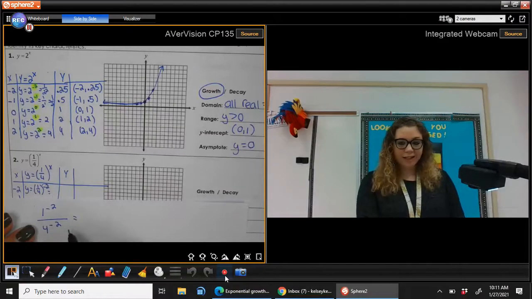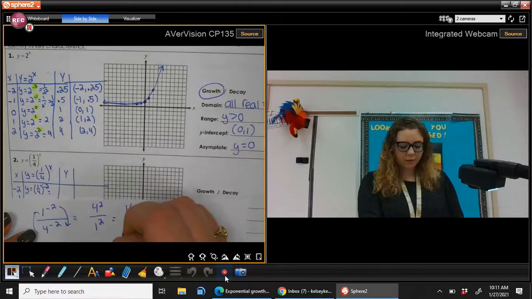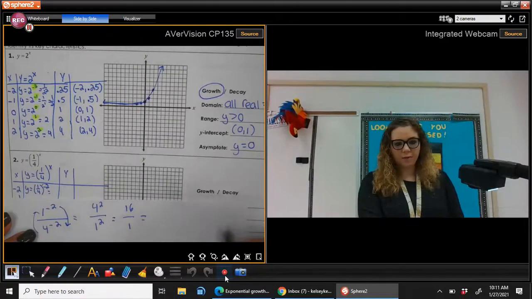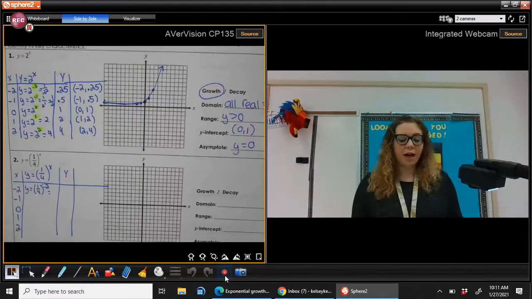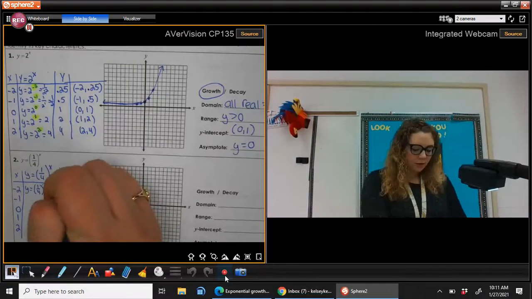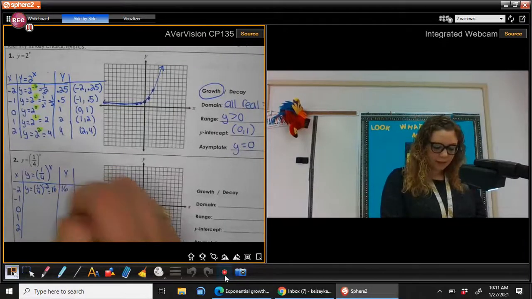I don't like negatives, so we're going to use my rules, and I'm going to change the location. So I move this to the bottom, this to the top. So I have 4 to the second power over 1 to the positive second power. 4 squared is 16, 1 squared is 1, 16 divided by 1 is just going to give me 16. Okay, so again, you have to keep those rules in the back of your minds. So y is going to be 16, write my coordinate pair.